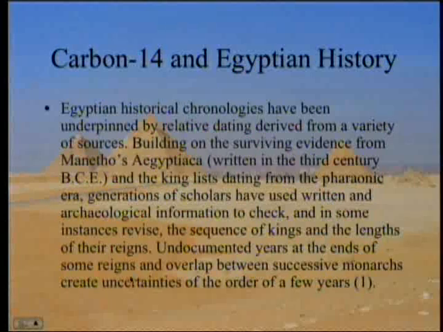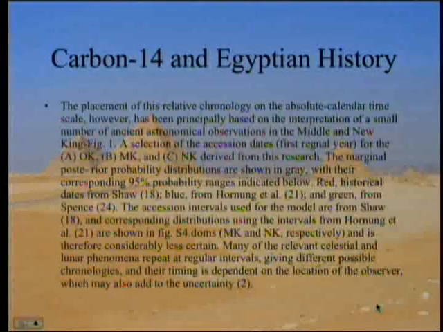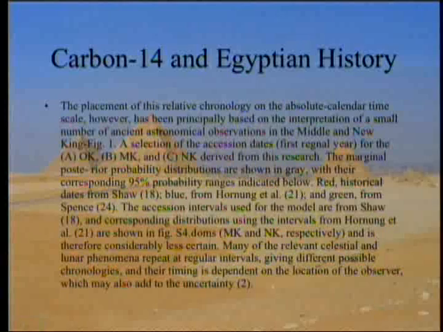Undocumented years at the ends of some reigns create an overlap, and I think that should be an overlap, and we caught science in an uncharacteristic error, and between successive monarchs, creating uncertainties of the order of a few years. And I stand corrected. They did have it right. Undocumented years at the ends of some reigns and overlap between successive monarchs create uncertainties of the order of a few years. The placement of this relative chronology on the absolute calendar time scale, however, has been principally based on the interpretation of a small number of ancient astronomical observations in the Middle and New Kingdoms.